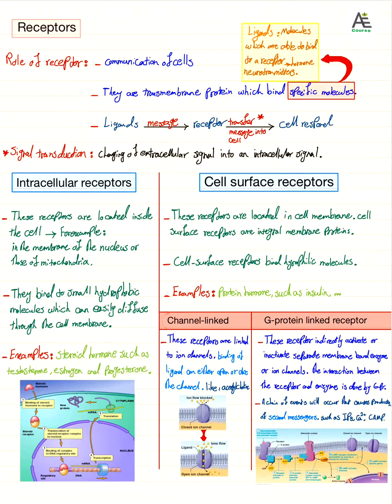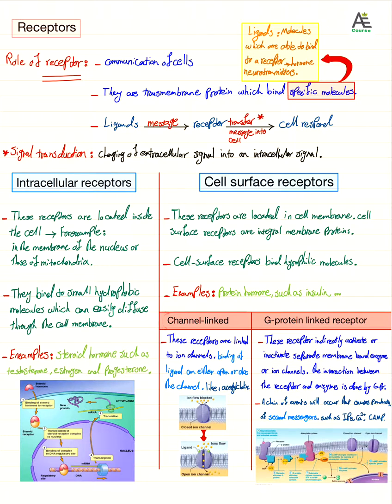In this session, we are going to talk about receptors and their types, and a little about their definition and their function. First of all, what is the role of receptors? You can see it here. Receptors have several roles. The first thing is communication between the cells. So receptors are used for communication between cells.